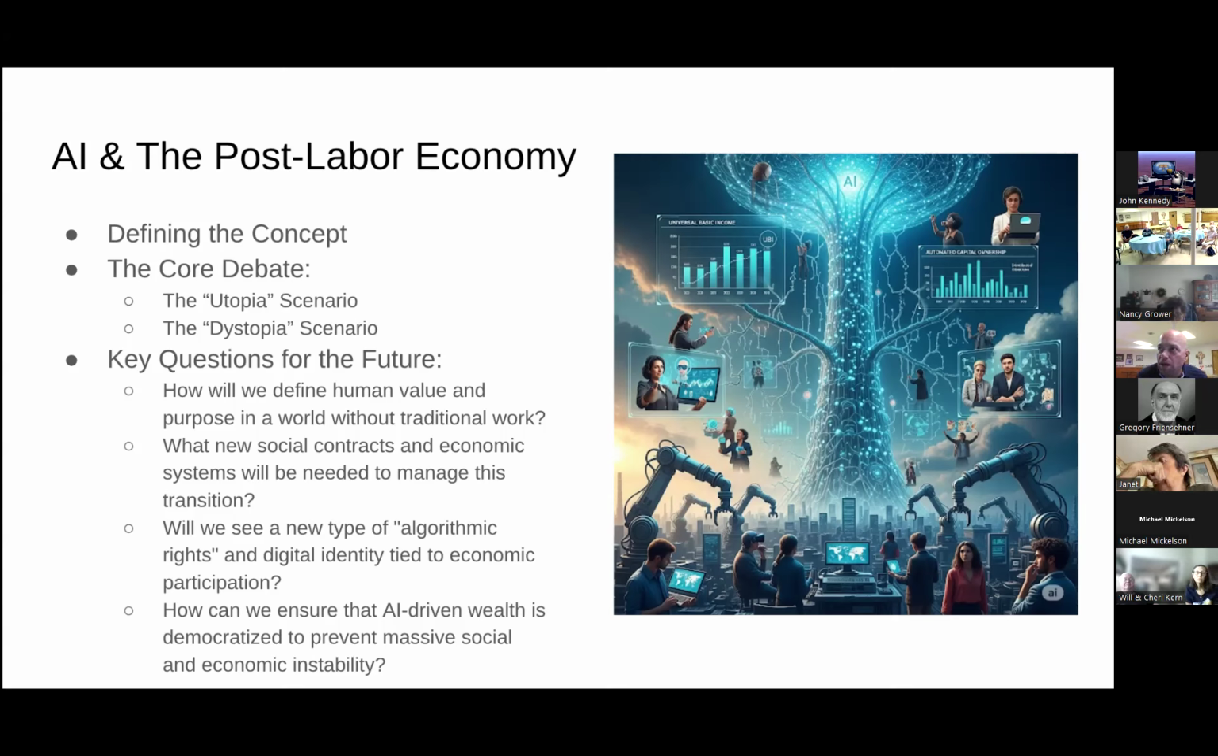They're going to be filled by AI and robotics and other automation. So the core debate about post-labor economics is that there are optimists who envision a utopia scenario where AI creates massive wealth and abundance by automating repetitive tasks, freeing humans to pursue creative, social, and intellectual endeavors. The challenge there would be ensuring the wealth is distributed widely, perhaps through universal basic income or other social safety nets. The dystopian scenario for AI taking all our jobs is that the benefits of AI-driven productivity are concentrated in the hands of the few, leading to extreme inequality.